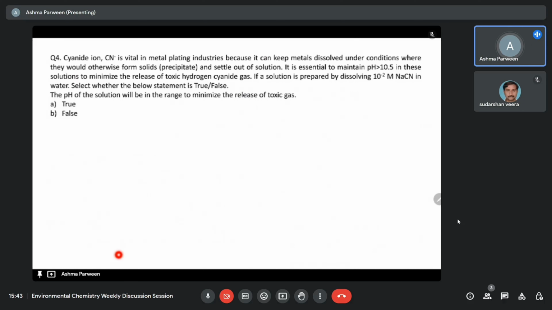So cyanide is used in metal plating industries, and the pH should be greater than 10.5 to reduce the release of hydrogen cyanide gas. Here we have been given the condition that we are adding 10 raised to power minus 2 molar NaCN in water, and we have to tell whether the pH will be suitable to prevent release of toxic gas or not. If the pH is greater than 10.5, there will be very little or no release of toxic hydrogen cyanide gas, and if it is less than 10.5, there will be release of hydrogen cyanide gas.